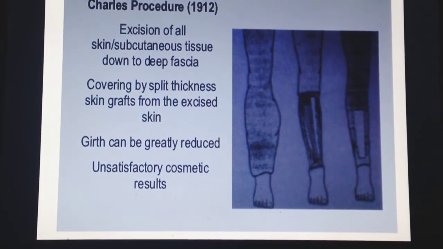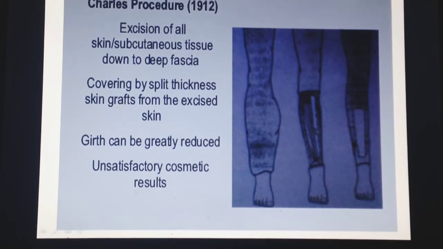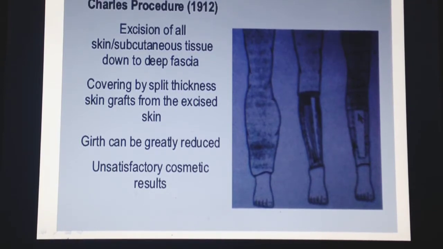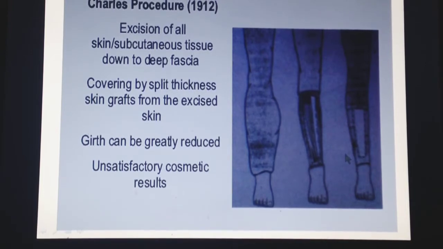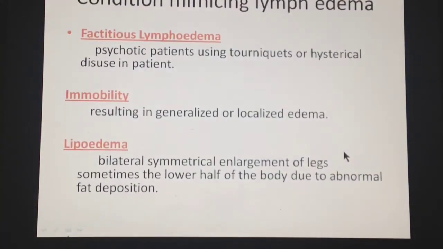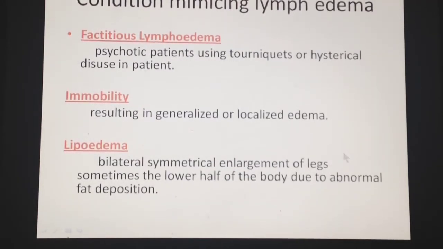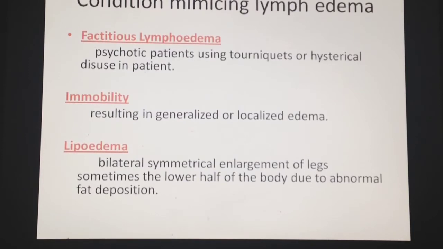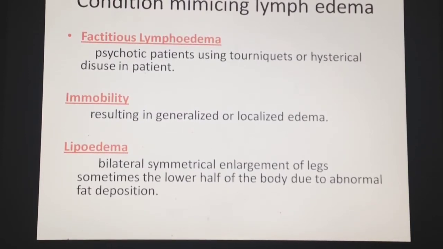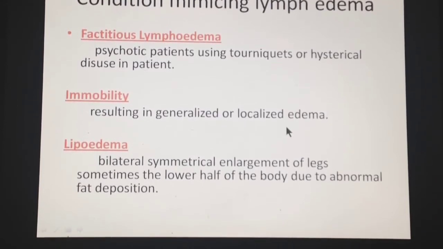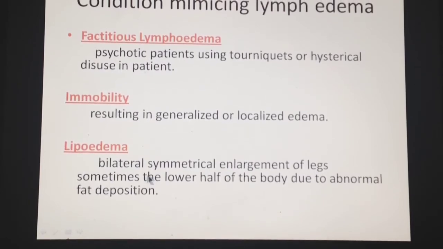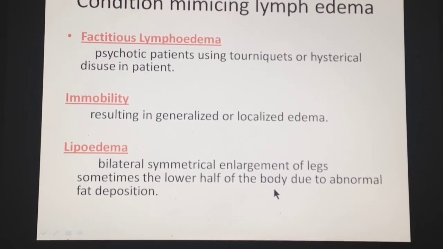In the Charles procedure, we excise all of the skin and subcutaneous tissue down to the deep fascia, and then we later cover it with slip grafts or skin grafts from the excised skin. The girth can be reduced, but the cosmetic results are unsatisfactory. Now, other conditions that mimic lymphedema are factitious lymphedema, which is seen in psychotic patients using tourniquets, or hysterical disuse in patients. Then we have immobility, which can result in generalized or localized edema. And in some, lipedema happens. This is the bilateral symmetrical enlargement of the legs, sometimes to the lower half of the body, due to abnormal fat deposition.